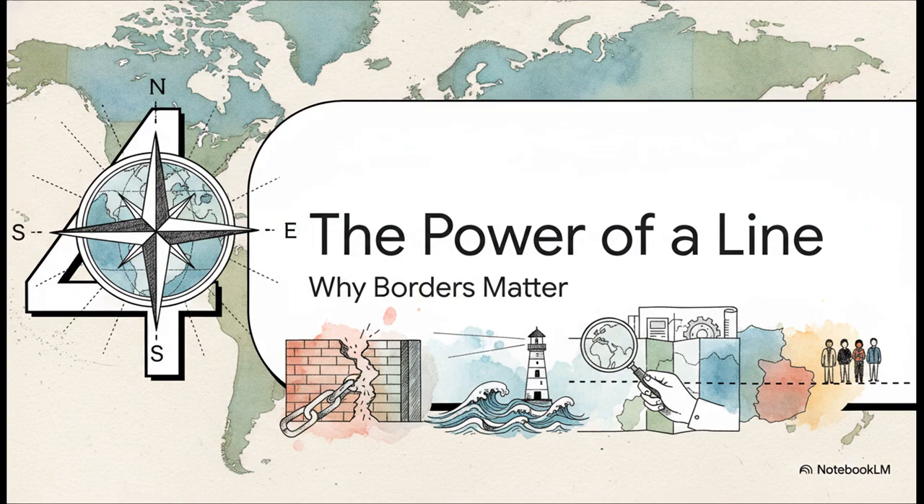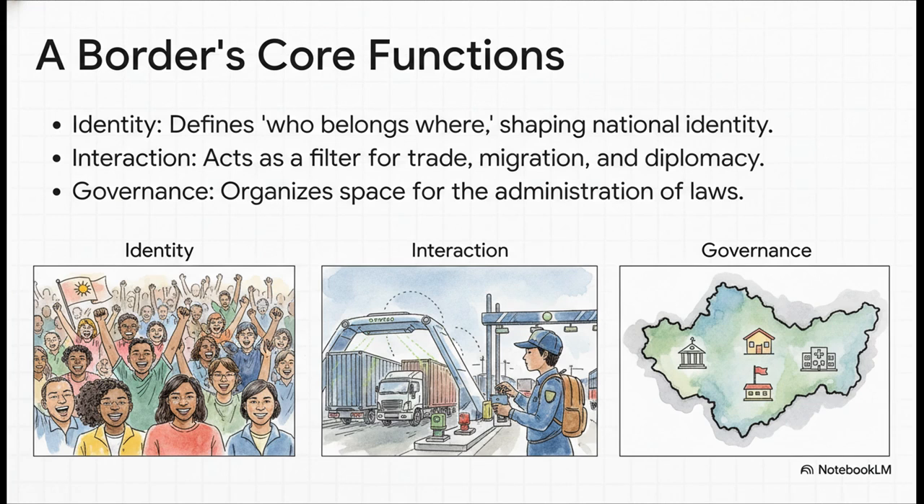Okay, so we've looked at how borders are made, the conflicts they spark on land, and how they even stretch into the sea. So let's zoom all the way back out. Why does any of this really matter? What is the fundamental power of these lines that we draw all over the planet? When you boil it all down, borders do three absolutely crucial things.